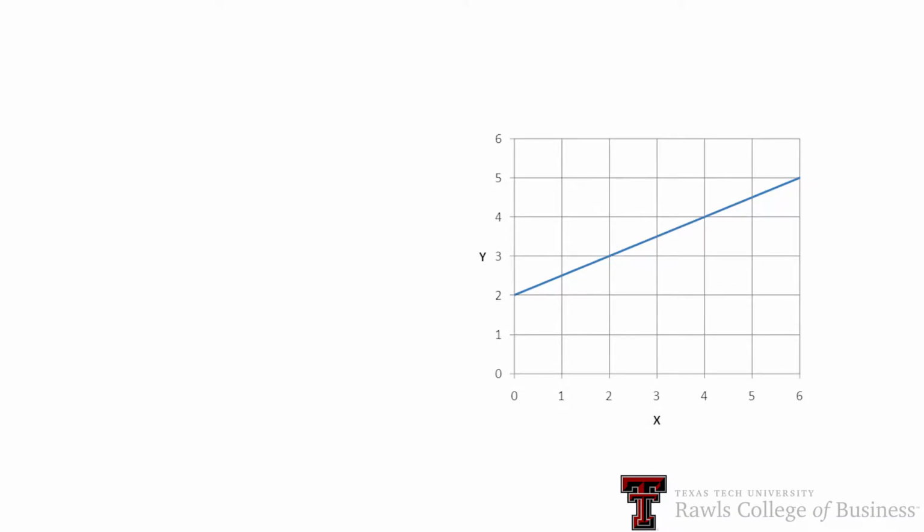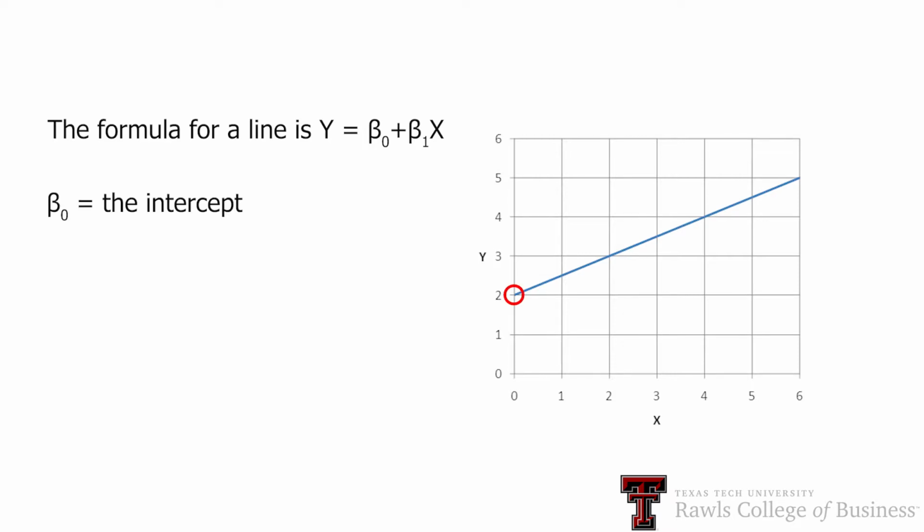Okay, so consider this line here. If we look at the formula y equals beta 0 plus beta 1 times x, we can determine where beta 0 and beta 1 are on here. First, beta 0 is at 2. That's the intercept. That's the amount of y you have when x is equal to 0. And in this case, it's going to be 2.